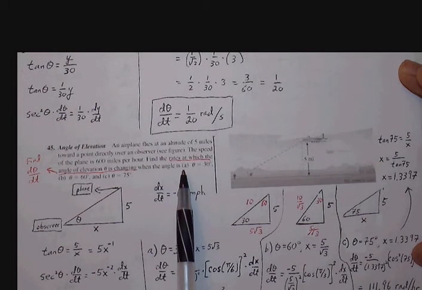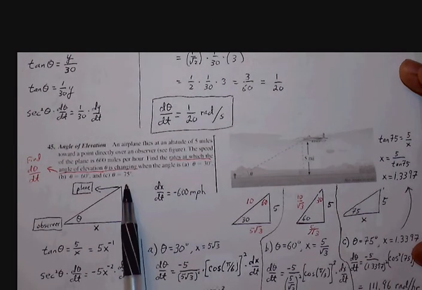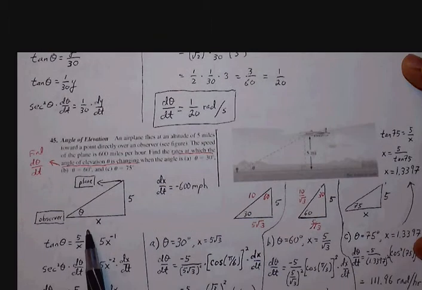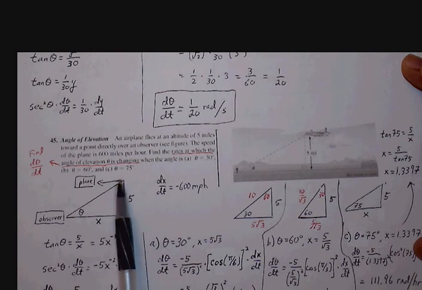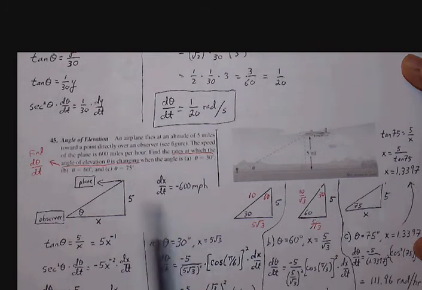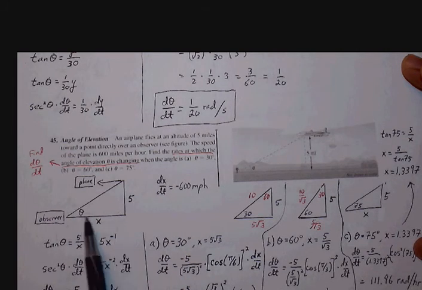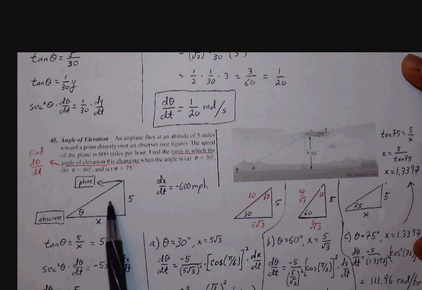So based off of this, I'm going to draw a triangle. The observer is here. The plane is moving towards the observer, so we can think of this as the same as this x. Okay, dx dt, this x is going to be decreasing over time, so we know it's negative 600 miles per hour. Okay, the y is 5.